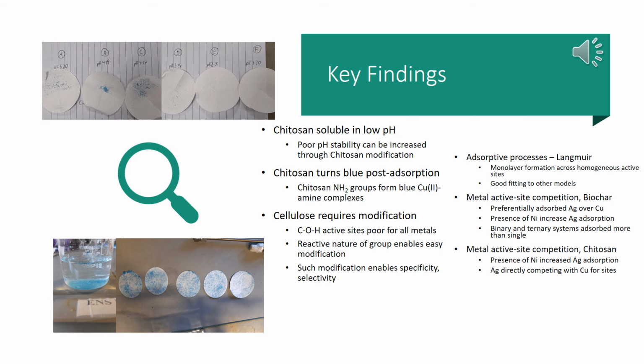In terms of competition for active sites, biochar would preferentially adsorb silver over copper, and the presence of nickel actually increased the adsorption of silver. In terms of chitosan, the presence of nickel actually increased the silver adsorption, and you can see as well that silver was directly competing with copper for those active sites.